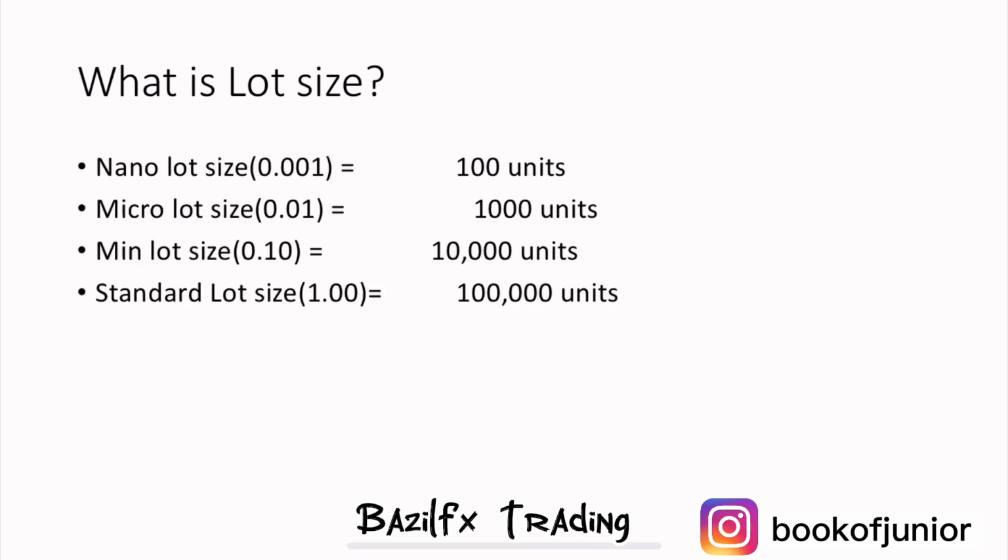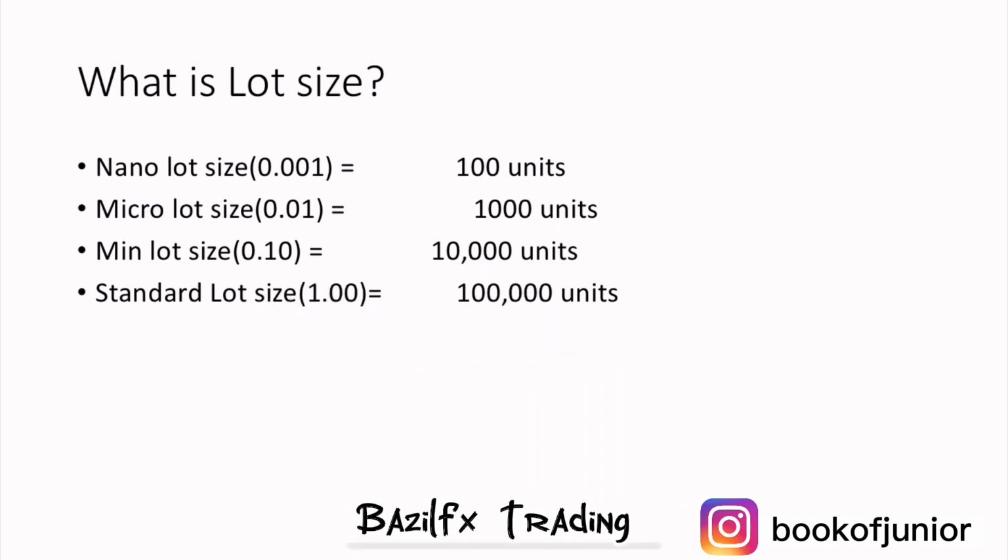So let's say these are now our lot sizes. So the nano lot size, which is 0.001, it contains 100 units. Then the micro, which is 0.01, it contains 1,000 units. Then the mini lot size, which is 0.10, it contains 10,000 units. Then the standard lot size, which is very big, it contains 100,000 units.